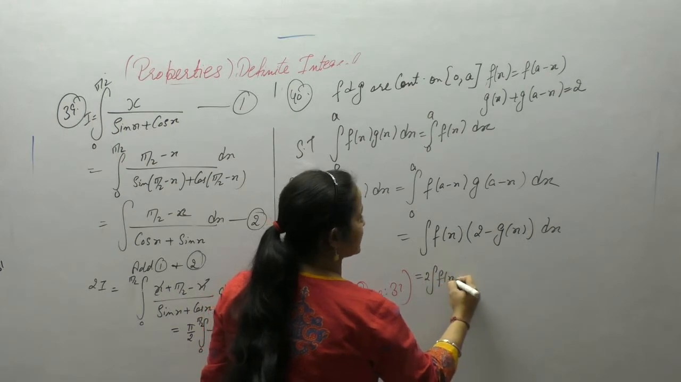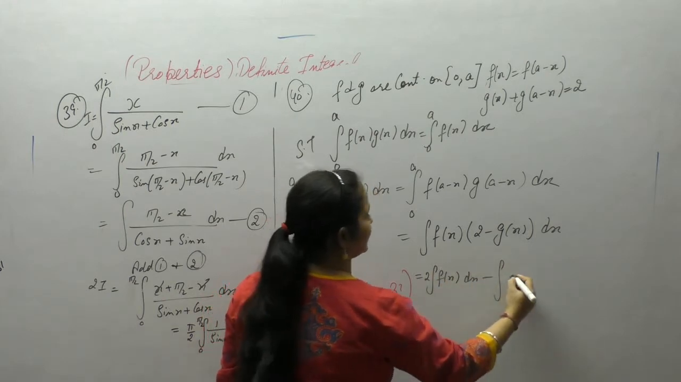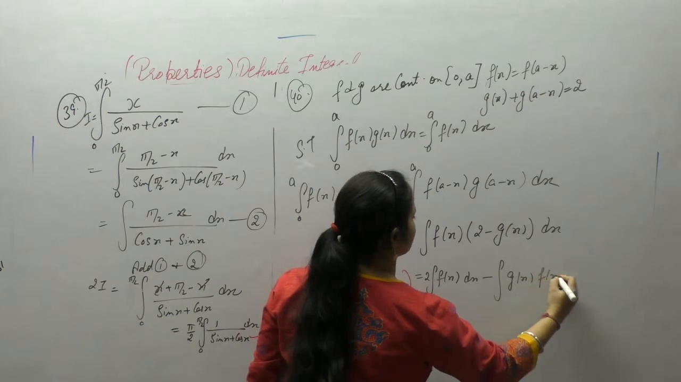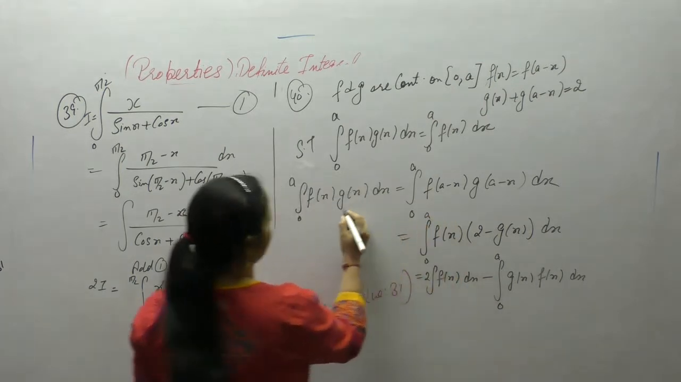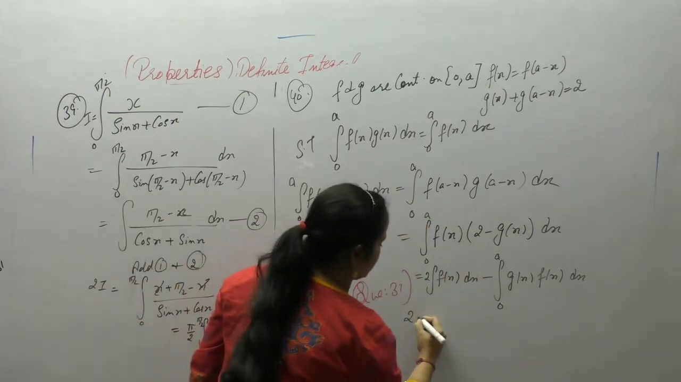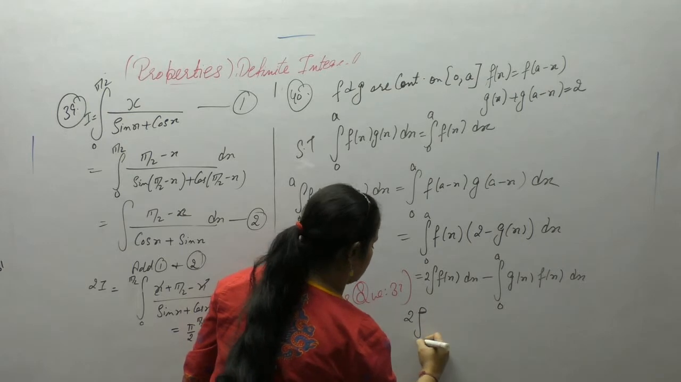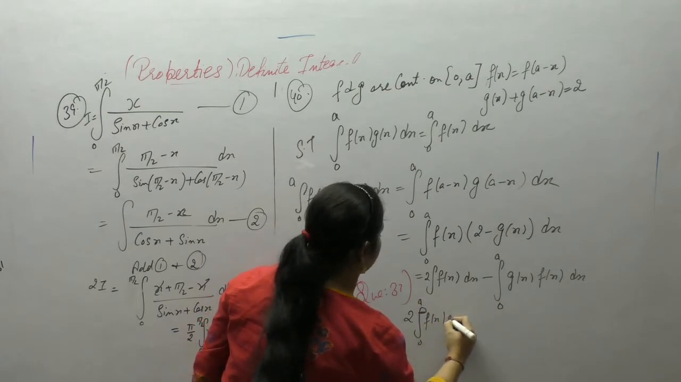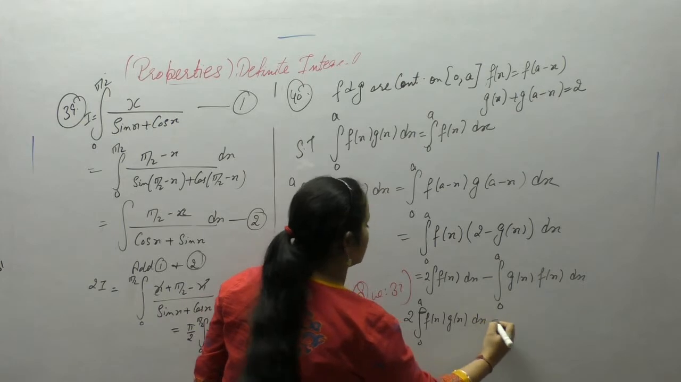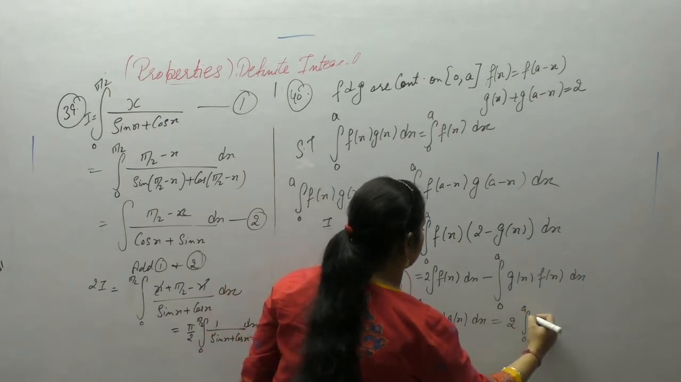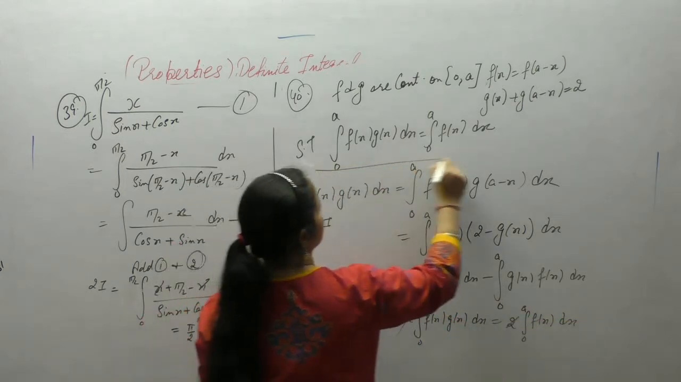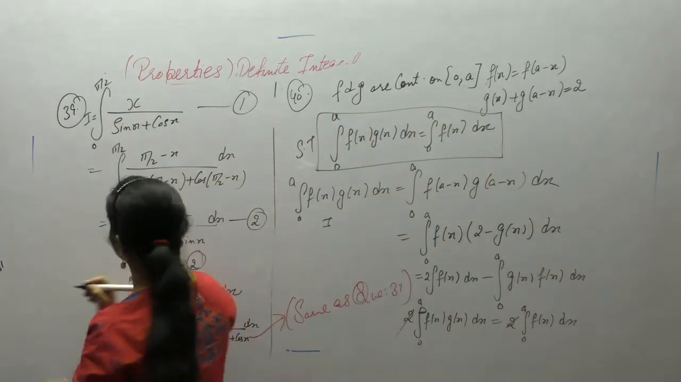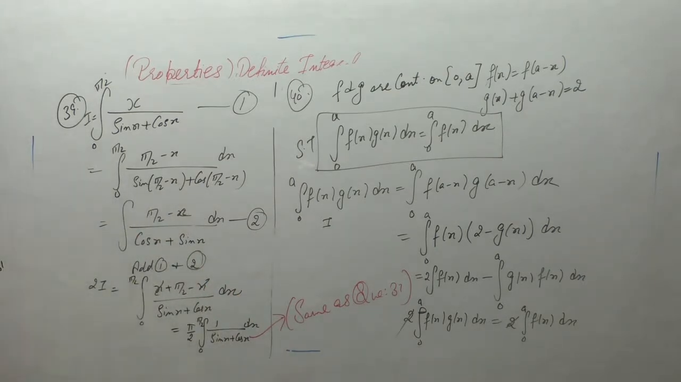2 f of x dx minus g of x f of x dx, 0 to a. Here the function is also the same. So 2 times integral 0 to a f of x g of x dx is equal to 2 times integral 0 to a f of x dx. So integral of f of x g of x is equal to integral of f of x dx.